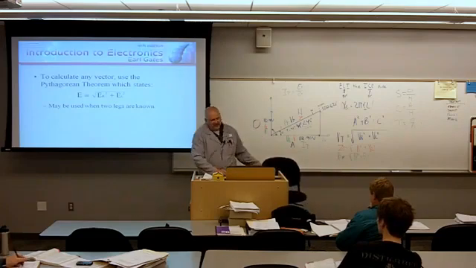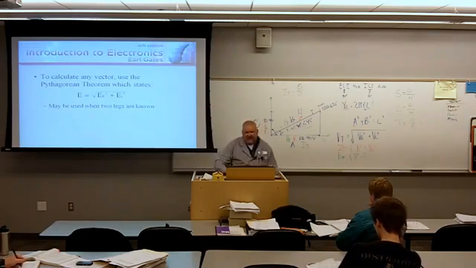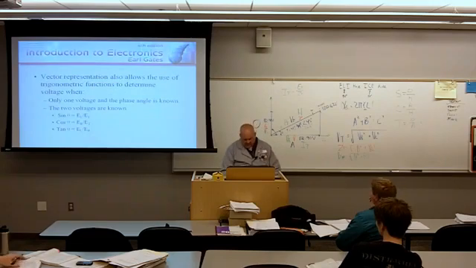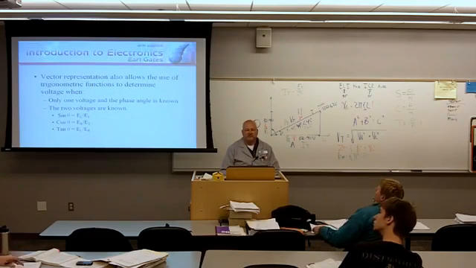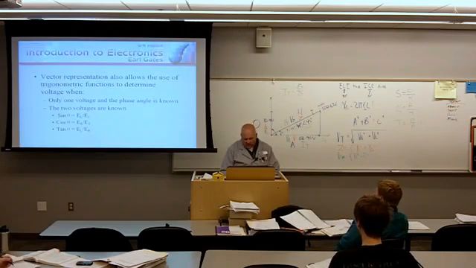So, to calculate out any vector, use the Pythagorean theorem, which states E is equal to the square root of ER squared plus EL squared. We call this the vectorial sum. The vectorial sum can be used when two legs are known. Vector representation allows the use of trigonometric functions to determine voltage when only one voltage and phase angle is known. The two voltages are known.